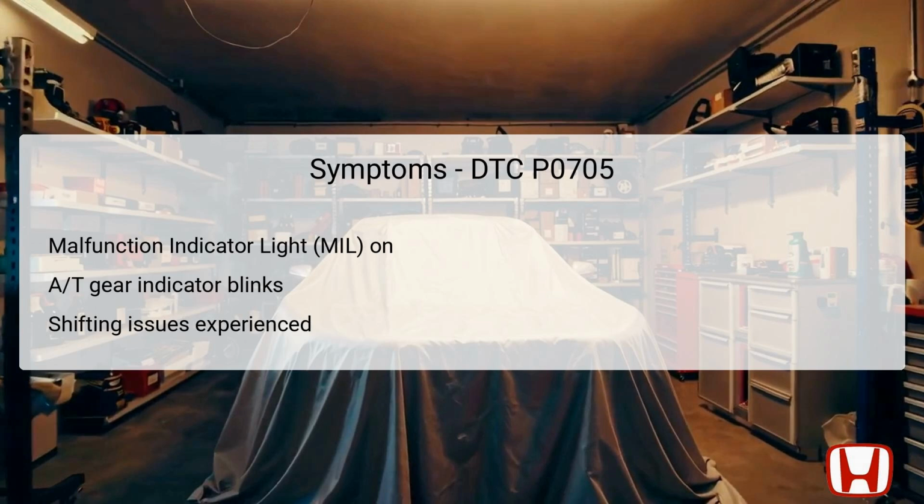When DTC P0705 is active, the vehicle's malfunction indicator light, MIL, will illuminate, indicating a diagnostic trouble code has been detected. Additionally, the automatic transmission, AT, gear position indicator may blink, signaling a conflict in shift positions detected by the PCM. This blinking can lead to confusion for the driver, as it may prevent them from knowing the actual gear their vehicle is in, potentially leading to dangerous driving conditions.